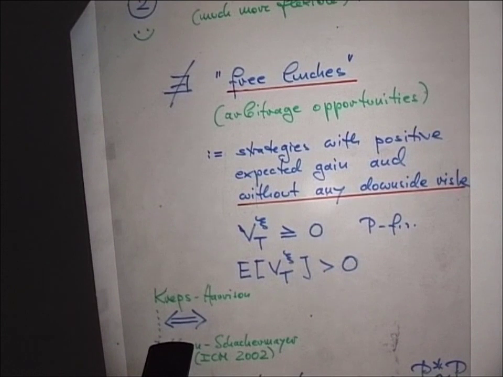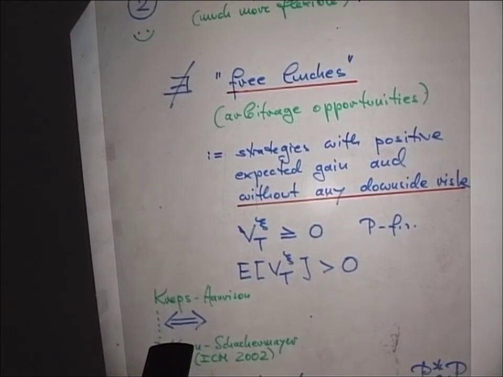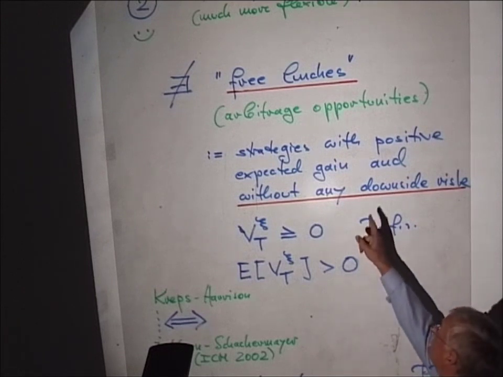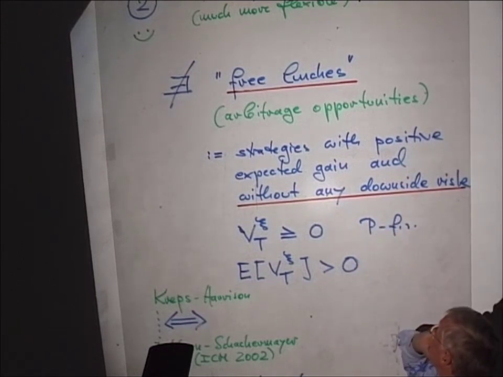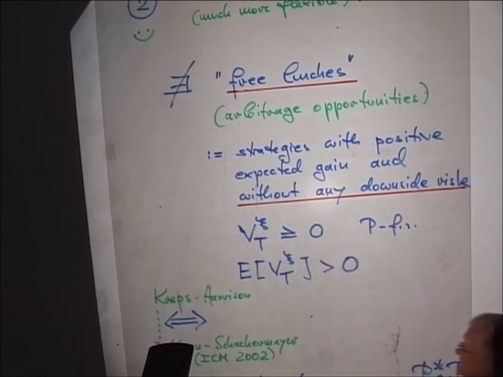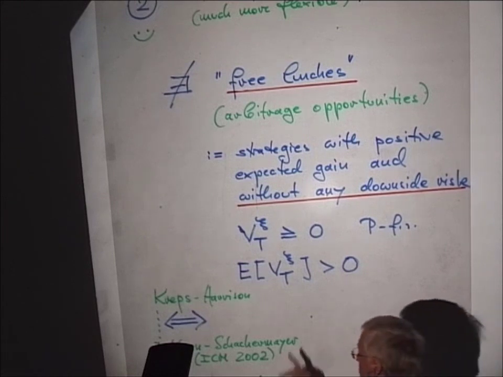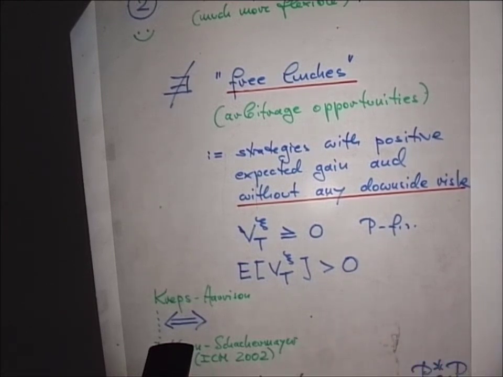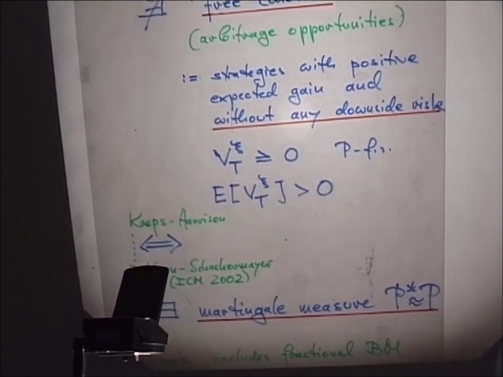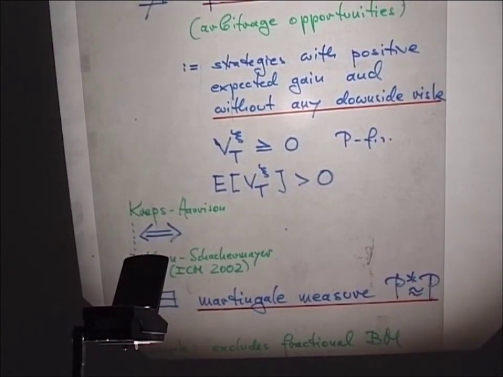So there may be strategies with positive expected gain. So you are not insisting on the strong form, but you exclude the existence of strategies with positive expected gain, which in addition have this property. You know, this is one of the fundamental theorems in the field, started with Kreps and Harrison, and then Delbaen and Schachermayer did it in great generality, and Jan at the ICM 2002 gave a very nice version of the theorem. This is equivalent to the fact that there exists a martingale measure, P star, which is equivalent to the given model. Equivalent in the measure theoretic sense, so the null sets are the same.